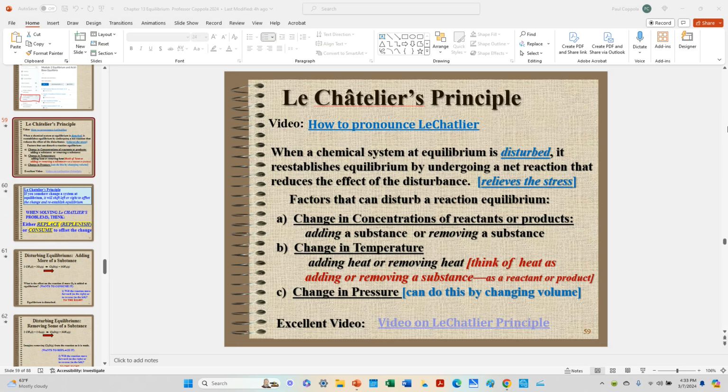Okay, that brings us to Le Chatelier's principle. This is slide 59. When a chemical system at equilibrium is disturbed, it reestablishes equilibrium by undergoing a net reaction that reduces the effect of the disturbance. It's going to relieve the stress. What are some of the disturbances you can get? Change in concentration of reactants or products by adding or removing them. Change in temperature by adding heat or removing heat. And again, we're going to think of heat as a reactant or a product. We actually put it right into the equation. Or a change in pressure. And you can change pressure by increasing or reducing the volume.